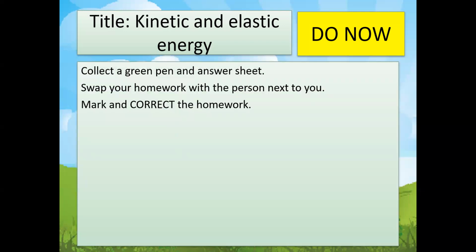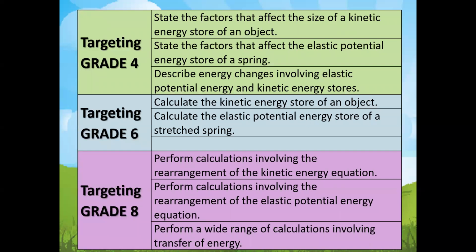So we're going to move on to the targets. If you're aiming at grade 4, then you should be able to state the factors that affect the size of the kinetic energy. You should also be able to state the factors that affect the size of the gravitational potential energy and the energy stored in a spring or an elastic object, and then be able to describe the energy change that involves gravitational potential energy and kinetic energy stores.